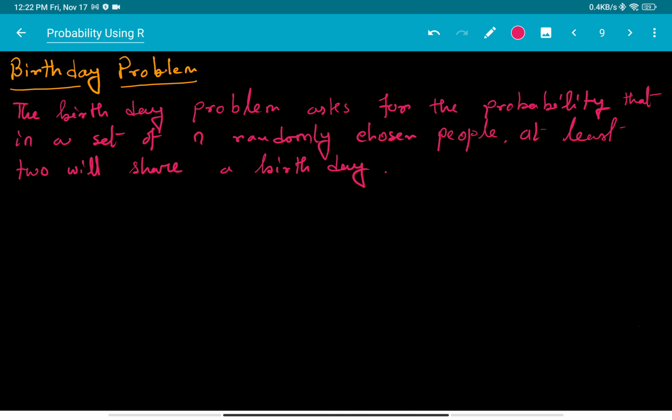The birthday paradox, so this is a paradox. So what is a paradox? I will attach a link in the description or the comment section, so that you can go through the idea of a paradox, or what the paradox means to us.